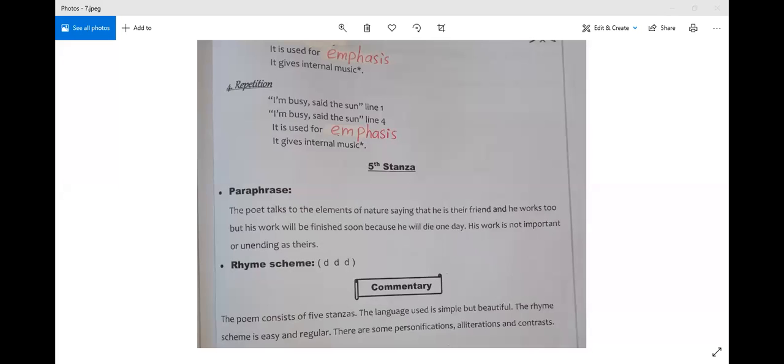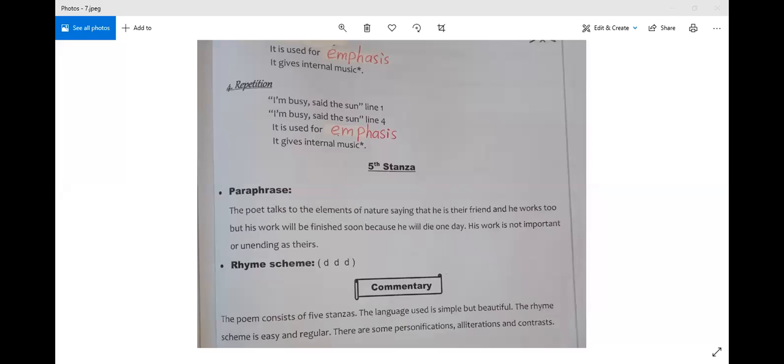Sure, Omar. I've just said that a fellow toiler means a friend, a worker. So the poet here is telling the sun, the air, the sea, and all these nature elements that he is, is he an enemy or a friend? No, he is a friend. Yeah, he is a friend.